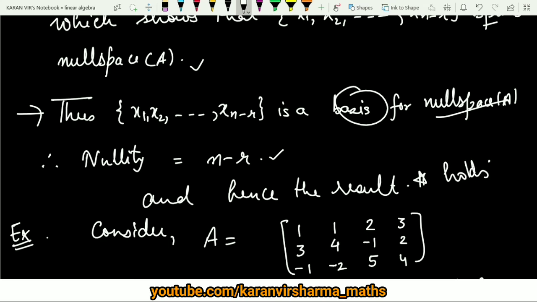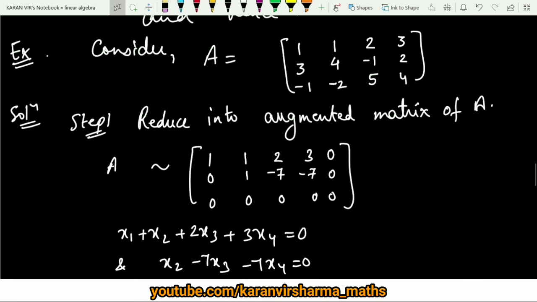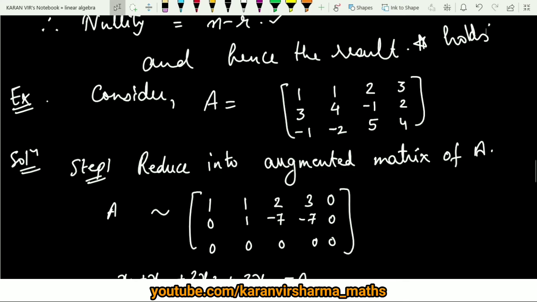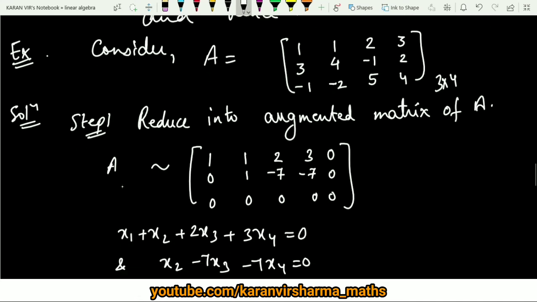Now let us try to understand the proof with an example. I have considered a matrix A with the following entries. This is basically a 3 cross 4 matrix. Now you can convert this matrix into the row reduced echelon form and you will get this. So clearly the rank of this matrix is 2 because we have 2 pivots here.